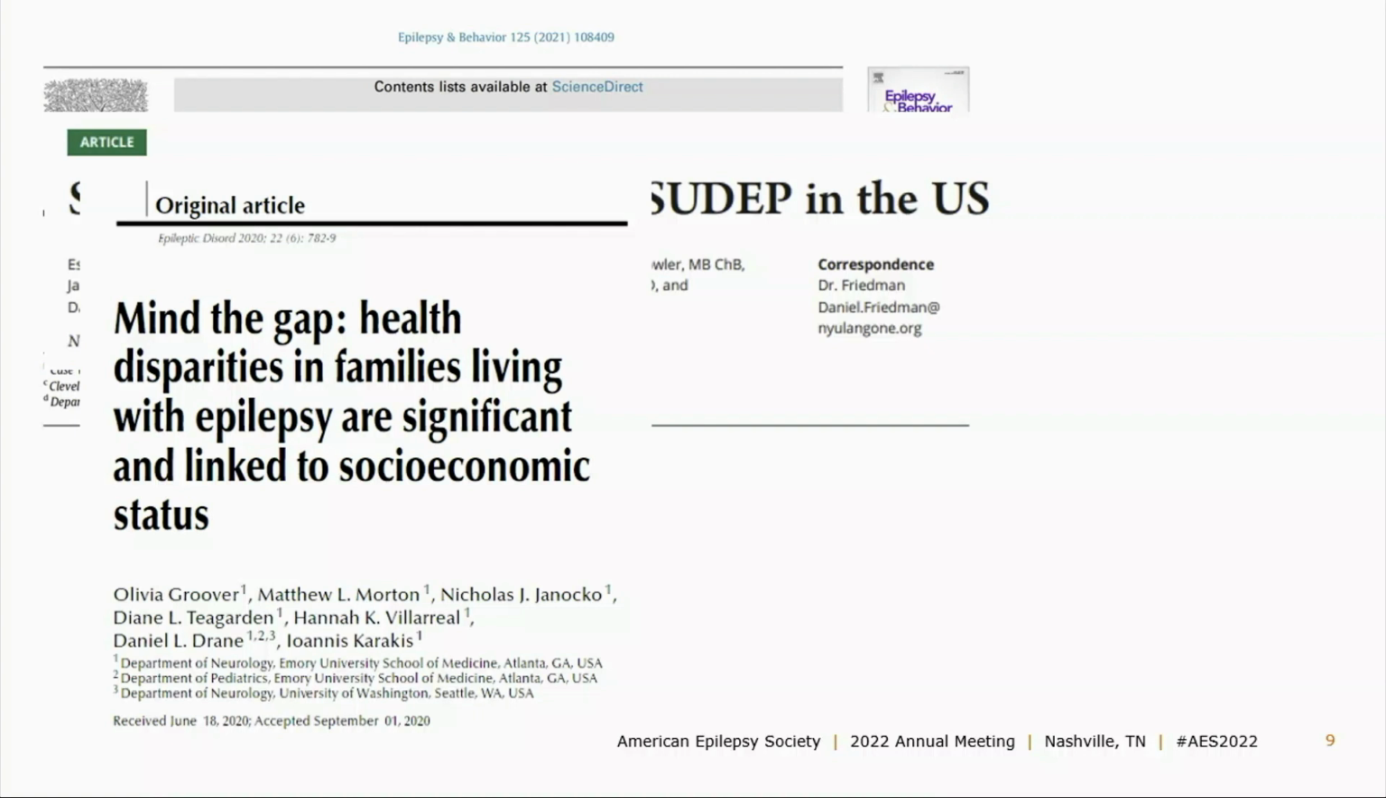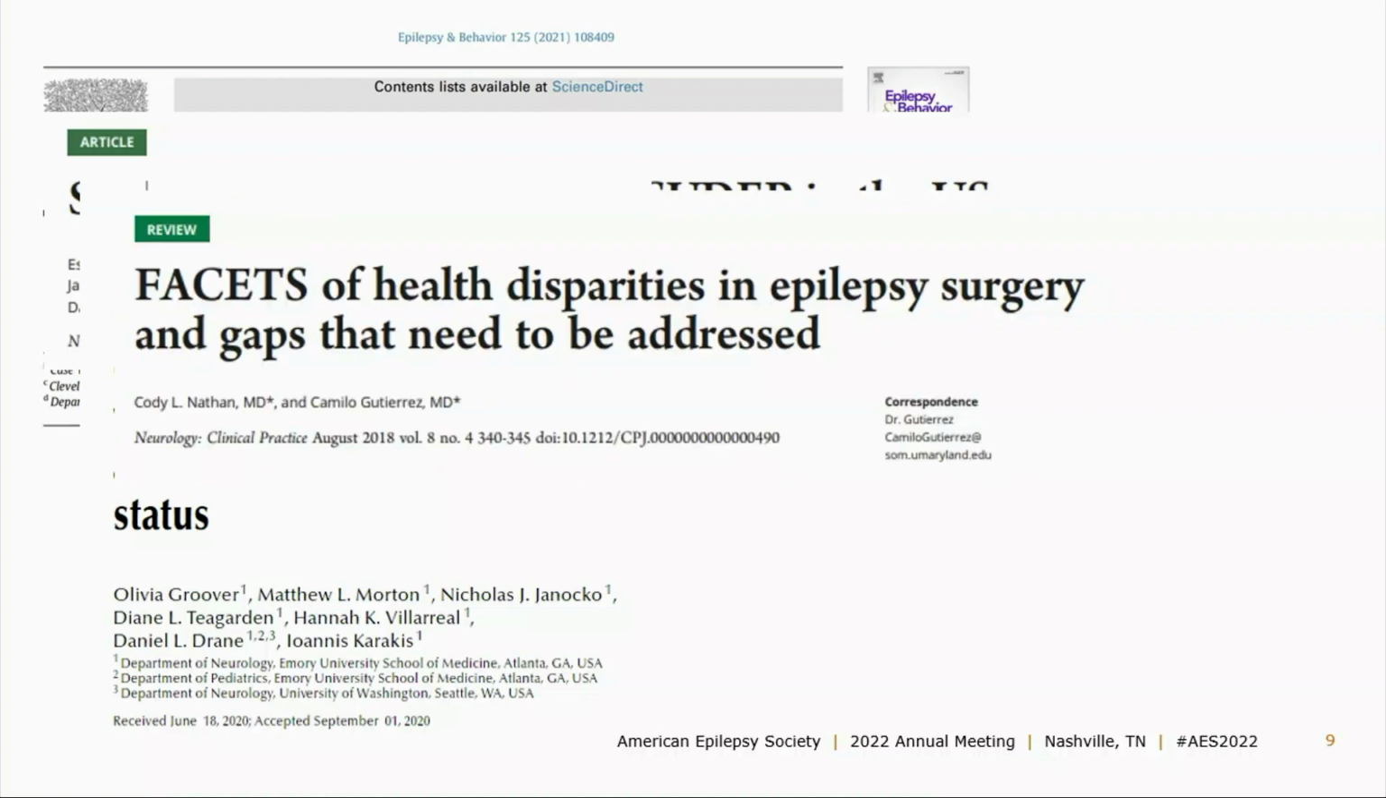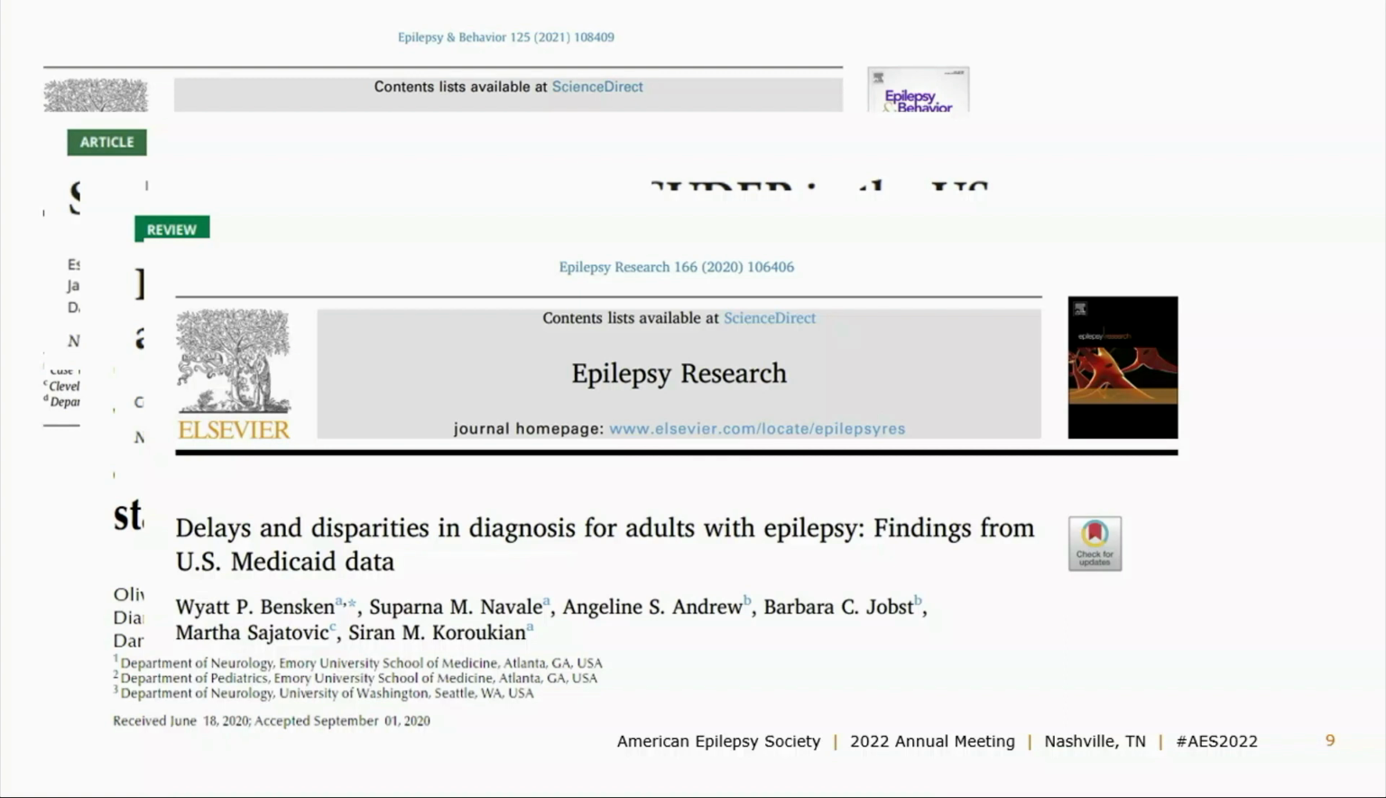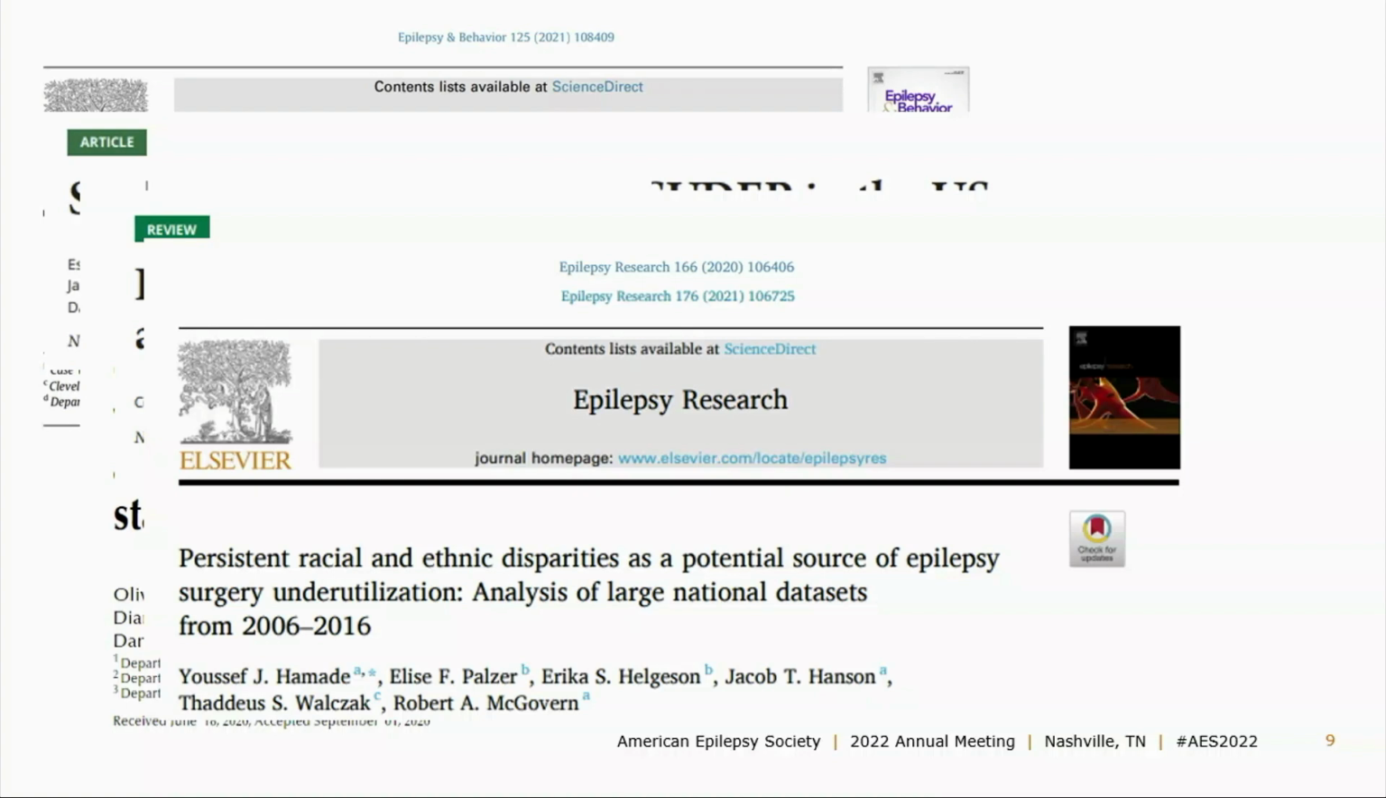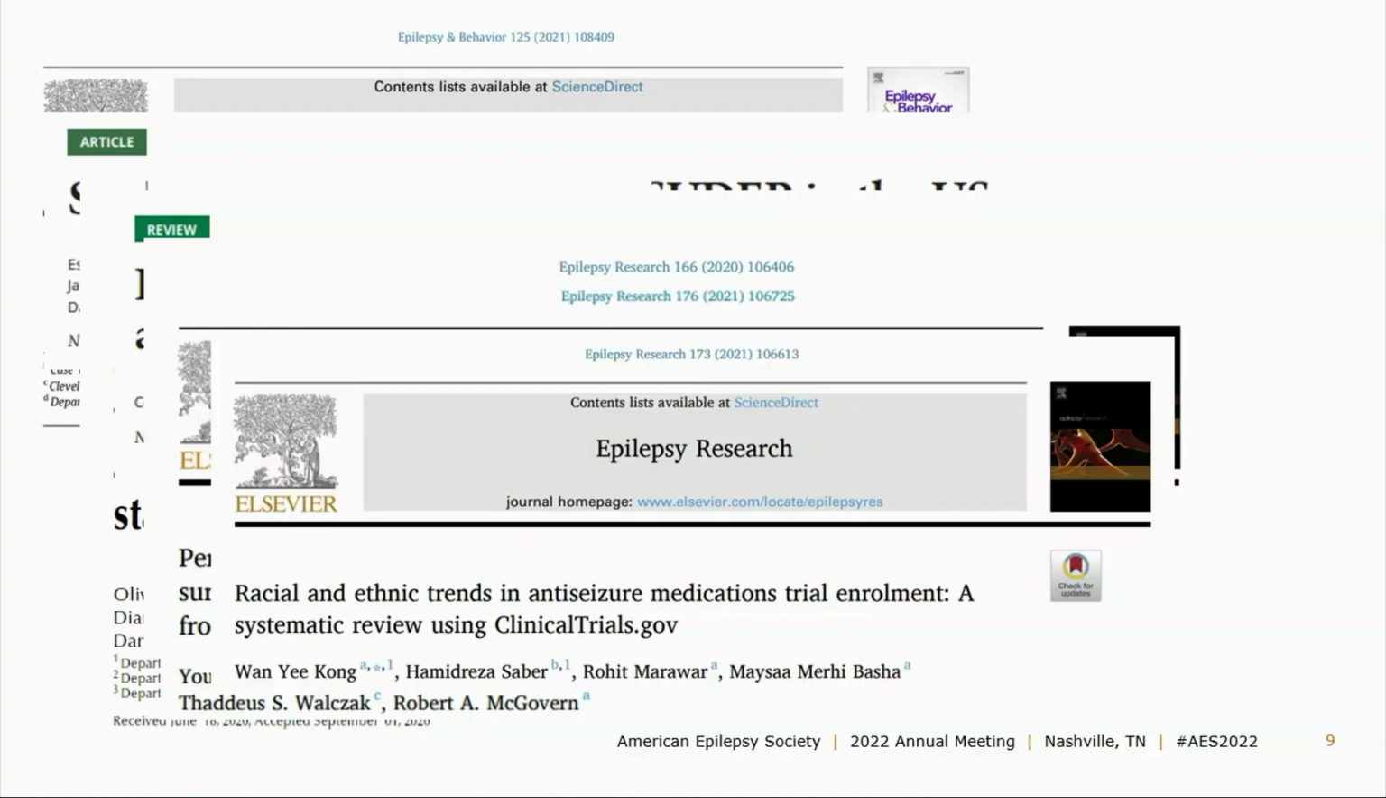Disparities in families living with epilepsy are significant and linked to socioeconomic status. This article is excellent: facets of health disparities in epilepsy surgery and gaps that need to be addressed. We're not even offering epilepsy surgery as often to people from certain racial and ethnic groups, nor are they accepting it. Why is that? This article goes into that in quite some detail. Delays and disparities in the diagnosis. Even just getting a diagnosis, in the setting of the same information, there's a delay in diagnosis for certain groups of people. Again, epilepsy surgery underutilization.